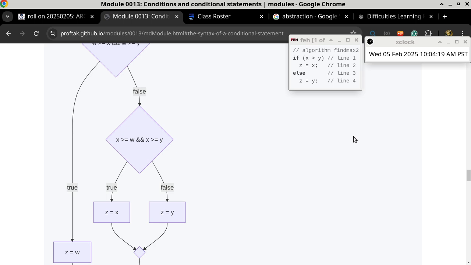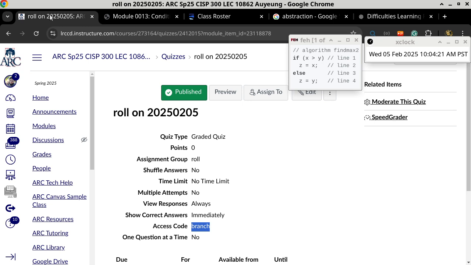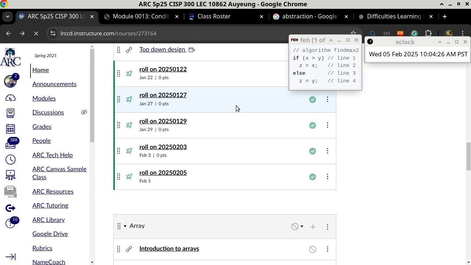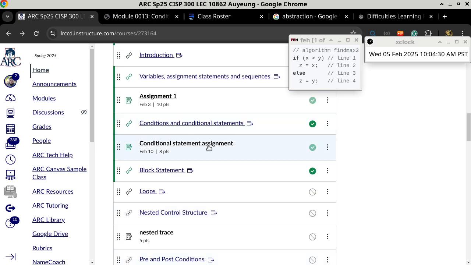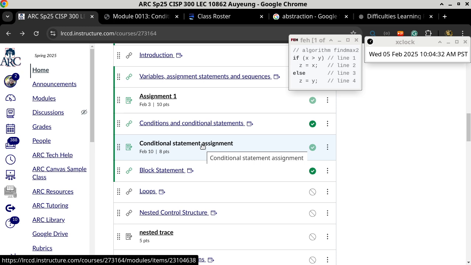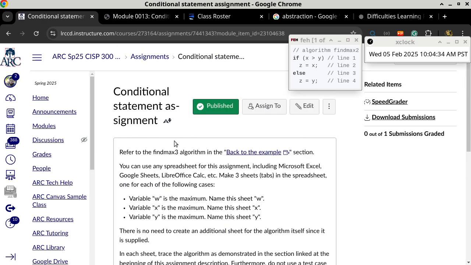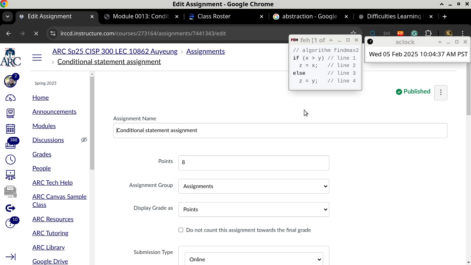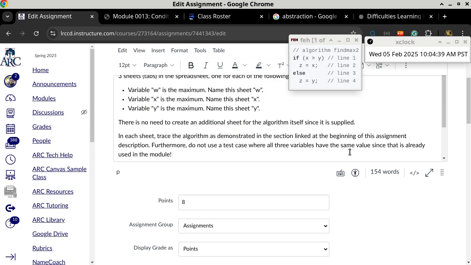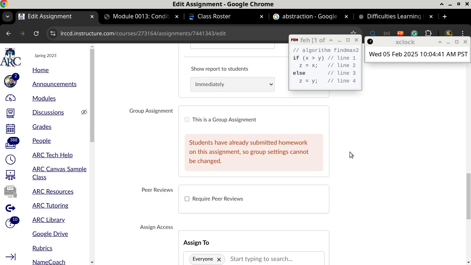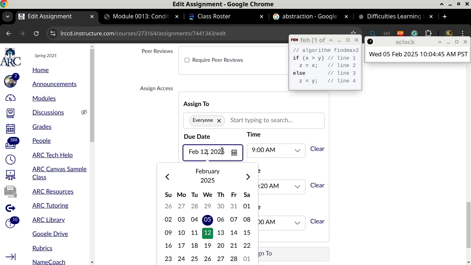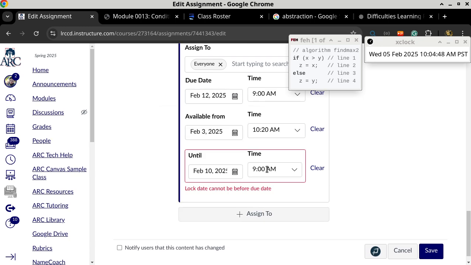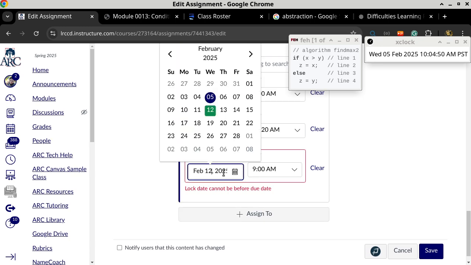So your homework assignment, I'm going to assign your homework assignment now because we just talked about the logic. You have the flow chart. You also have the language. So I am going to actually specify the due date of the conditional statement assignment. It has a due date already, but I'm going to postpone that to 1 week from today. And since today is the 5th, that means it will change to the 12th as our new due date.